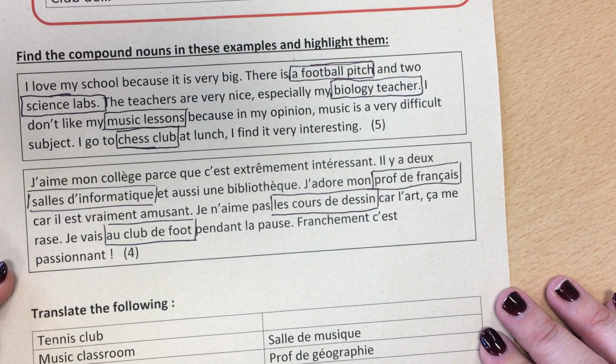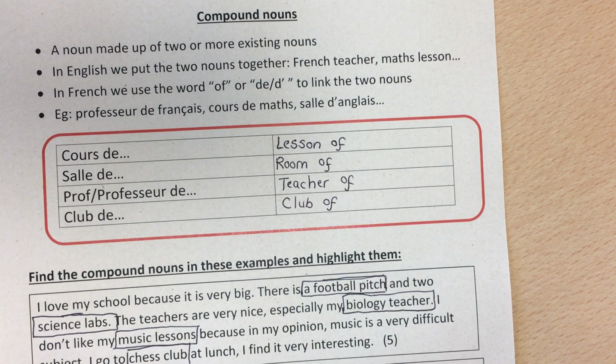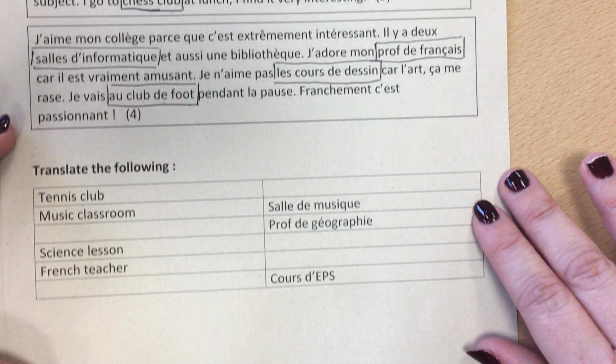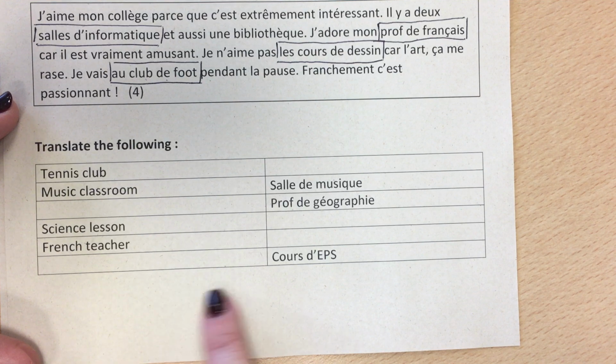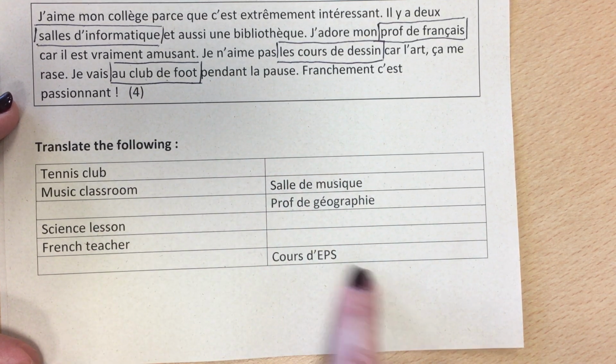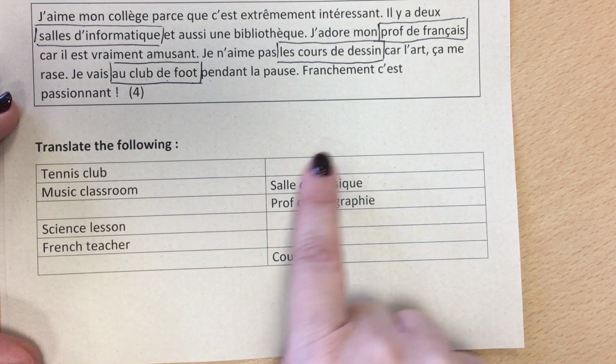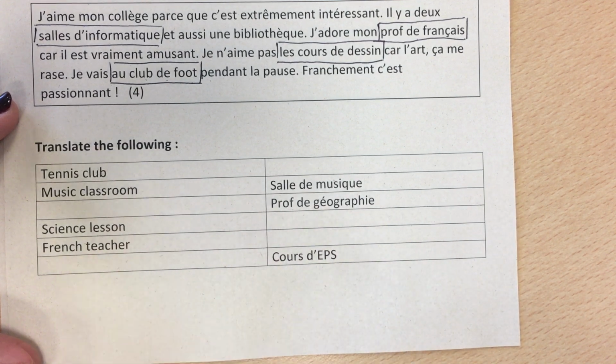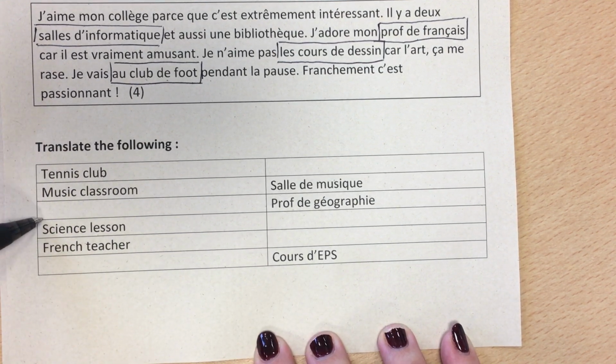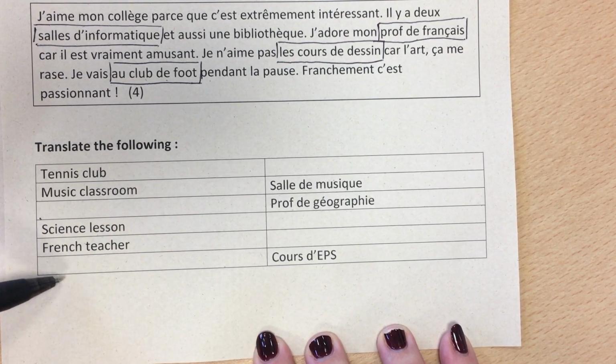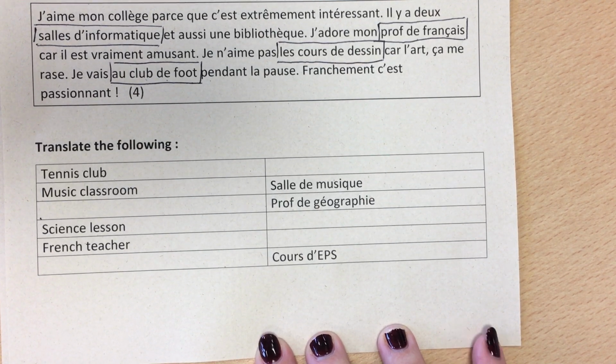Right, having looked at those examples and with this grid from the top of the page in front of us, let's see if we can complete the final activity on this worksheet. Here, I would like to see if you can translate, fill in the gaps to translate these compound nouns. In some cases, I've given you the English but not the French, and in some cases, I've given you the French but not the English. You can use the information at the top of the page to help you. We will do the first 2, and then you can see if you can do the remaining 3 yourselves.